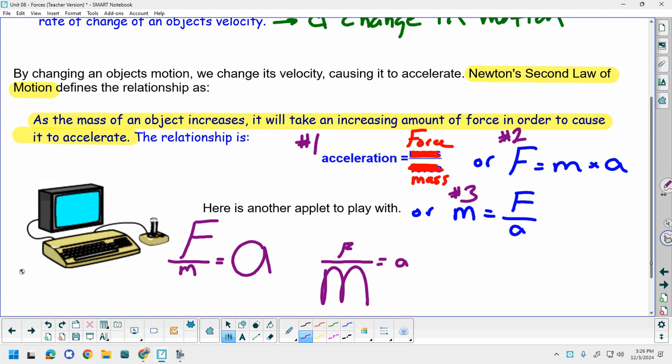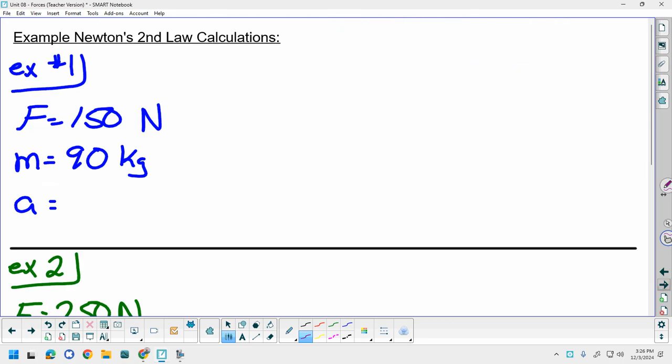We're going to do one example calculation for each of these three variants of Newton's second law. Now there's not really room in your note packet to do this, which is why I suggested an extra sheet of paper, but here we go. So, examples of Newton's second law calculations.